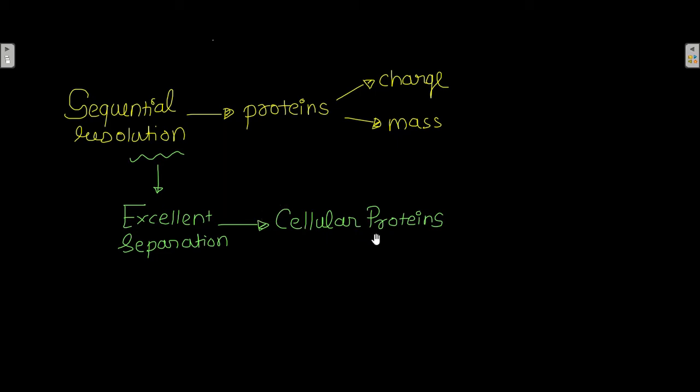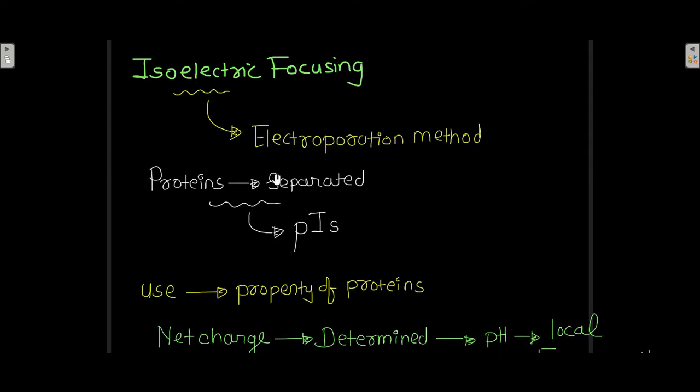Okay, by using this two-dimensional gel electrophoresis, you are separating a particular mixture of proteins on the basis of their charge as well as on the basis of their mass. You used to separate on the basis of mass, but now you are also separating on the basis of their isoelectric point, and that gives an excellent separation if you want to separate cellular proteins. So isoelectric focusing is an electrophoresis method in which proteins are separated on the basis of their pI values, their isoelectric point value.